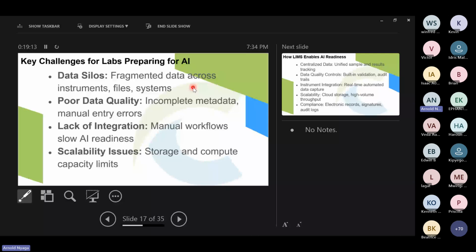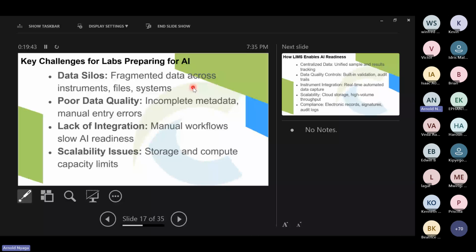Also we are getting a lot of poor data quality, whereby, because of manual systems, a lot of people maybe will not be filling in the forms the way it's supposed to be. So you will find that you have 5 columns and someone will only fill the first column. So this data may not be good for training artificial intelligence systems.